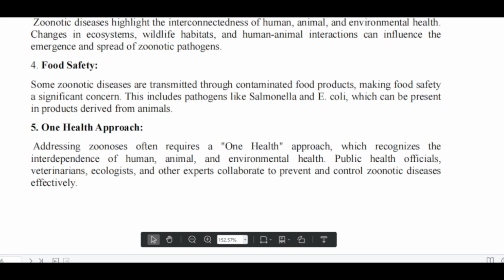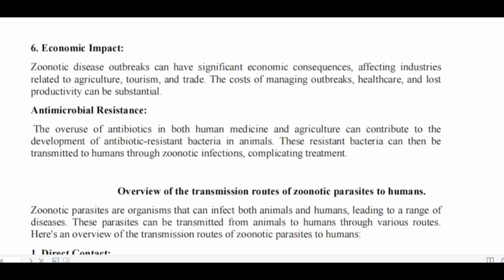So another significance is the economic importance. Zoonotic disease outbreaks can have significant economic consequences, affecting industries related to agriculture, tourism, and trade. The cost of managing outbreaks, healthcare, and loss of productivity can be very substantial. I'm sure you have probably never witnessed any outbreak. Even myself, I've never witnessed any outbreak apart from the COVID-19 that we witnessed in early 2020.